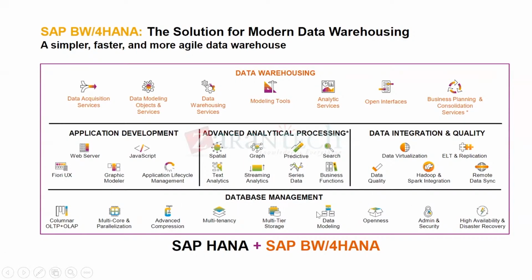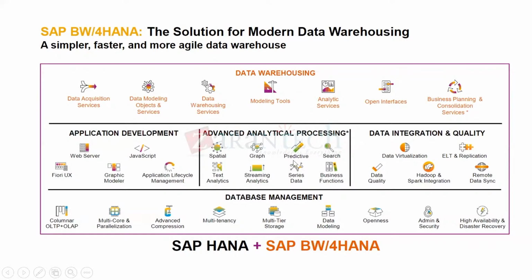In layman's terms, BW for HANA is so strong that you can connect your BW system to literally any source system. You can bring any sort of data from any source system and store it in BW for HANA. This is the database management. The second thing is application development and user interface. You have a better user interface, like Fiori-based applications. You also have machine learning capabilities in the HANA database. You can do text analytics, predictive analytics, and so on.